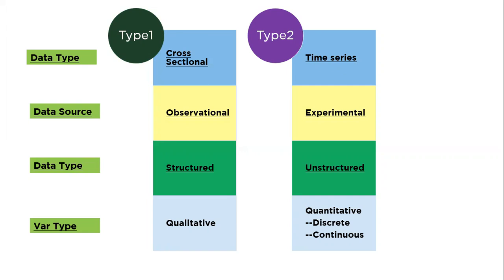Now, the second kind of data, based on the source of the data, is what we call observational data. Observational data is usually compared and contrasted with what is called experimental data. Now, let me draw your attention to experimental data, the operative word being experiment.